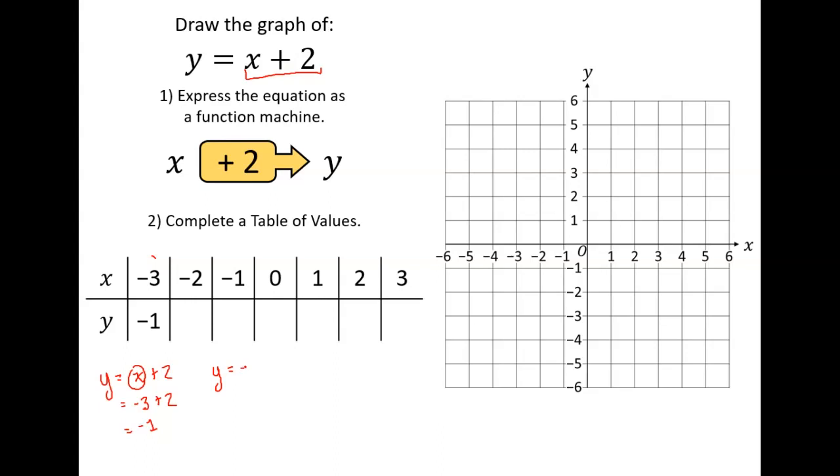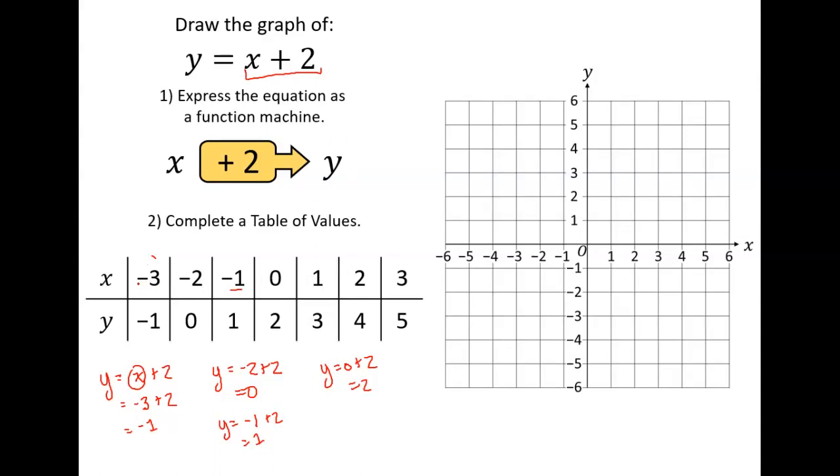We can do the same with -2. -2 plus 2 is going to give me 0. So 0 goes in that spot. Then we're going to put a -1 in for x, right? So we're going to do this value next. Plus 2 gives me a +1. And then for 0, we get 0 plus 2, which gives me 2. And then for 1, we'd get 3, for 2, we'd get 4, and for 3, we'd get 5, right? We're just adding 2 each time. So we're just subbing it into this equation, and it's spitting out our y value.